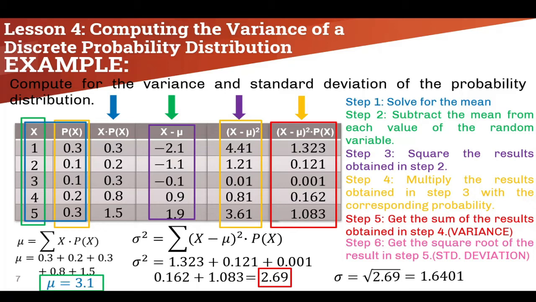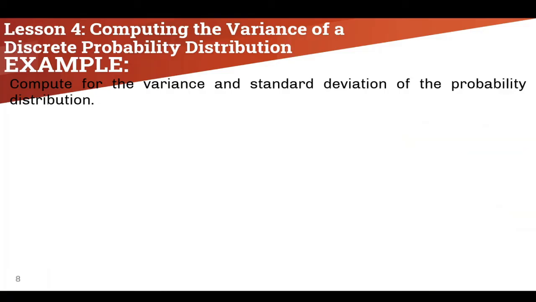Very good. 1.6401. Yan na ba sagot, sir? Yes. Now, we have computed for the variance and the standard deviation of this probability distribution. Kuha ba? Okay, good. Isang example ulit tayo.